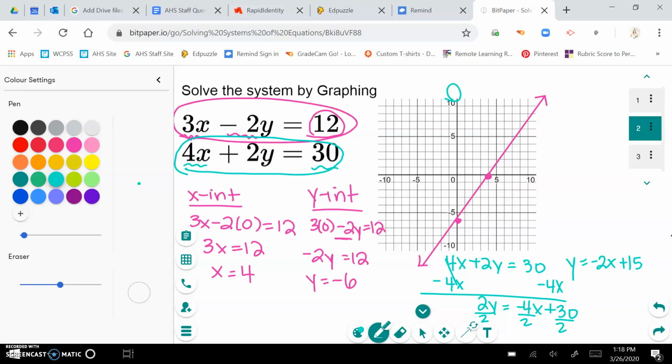Now I notice that my graph only goes up to 10. So since I don't have room to go up to 15, I have to employ some other strategies. One thing you could do is go to Desmos, plug it in, and graph that very easily. And we'll do that in just a second.